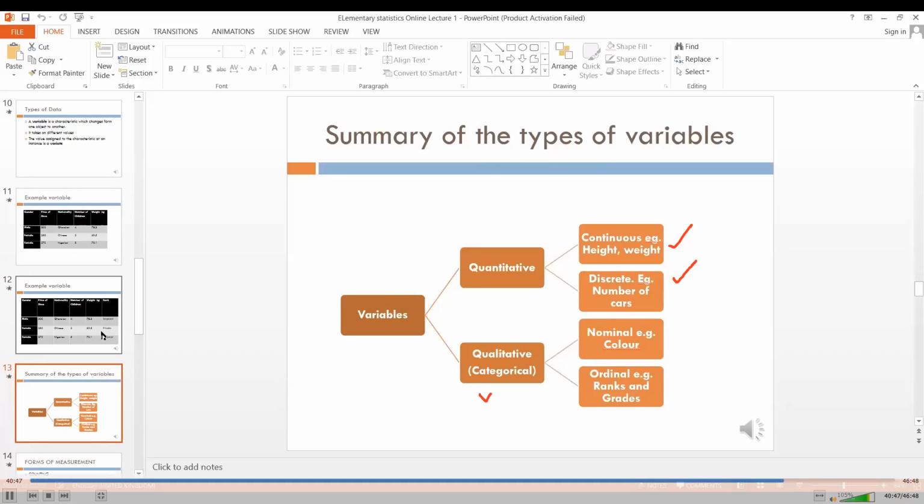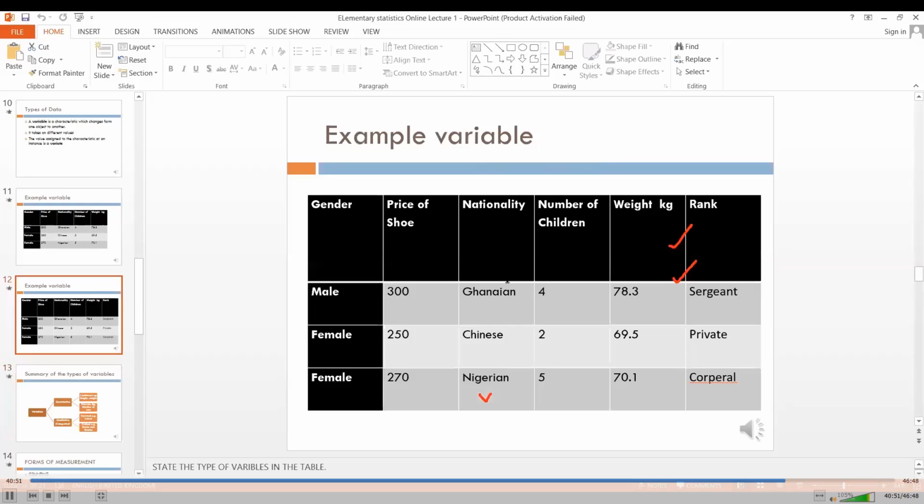Now let's also go to the qualitative variables, or what we call categorical variables, and look at the differences. For qualitative variables, we have two types. We have types like nationality and rank. There are differences in here. Okay, good. Now, what are the differences?